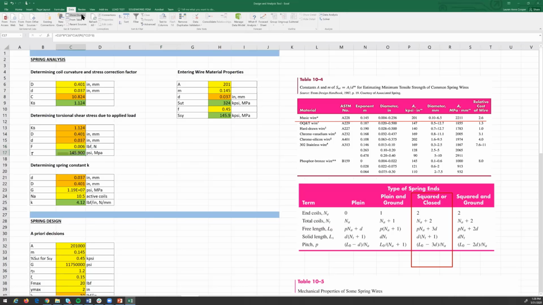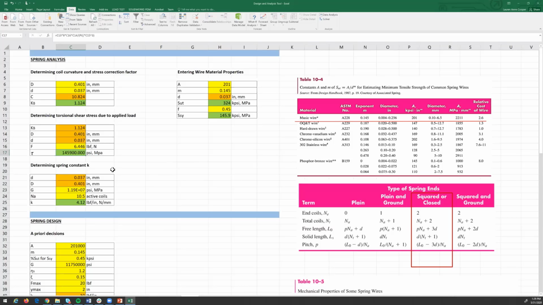Oops, I did the units wrong. I'm going to do it again. Data, What-If Analysis, Goal Seek. Set the cell. See here, I'm working in psi, so you've got to keep your units straight. So I'm going to do 145,900 by changing cell F. Okay, so 6.45 pounds. So that's the static load that would presumably bring us up to the capacity of this spring.